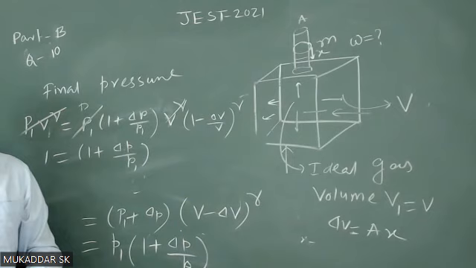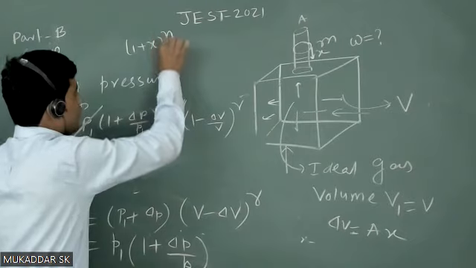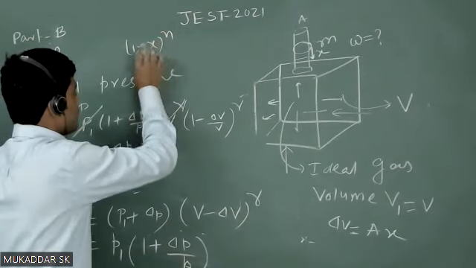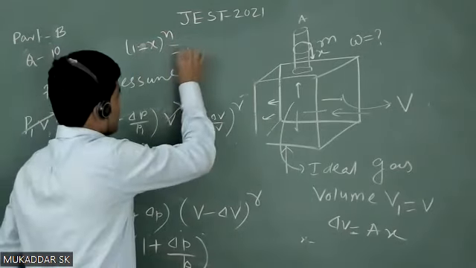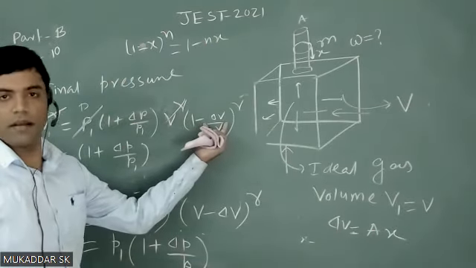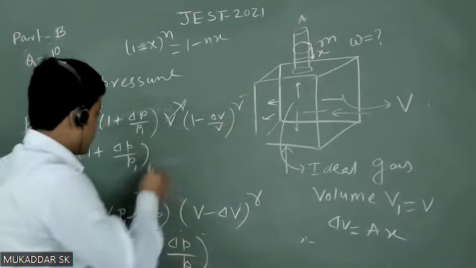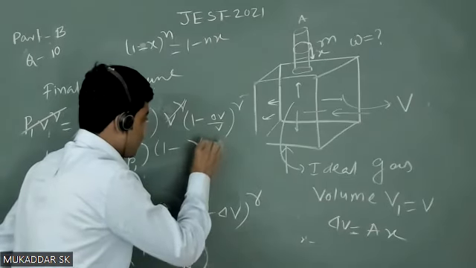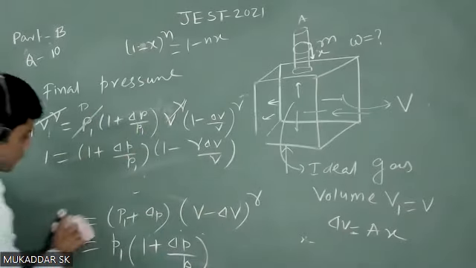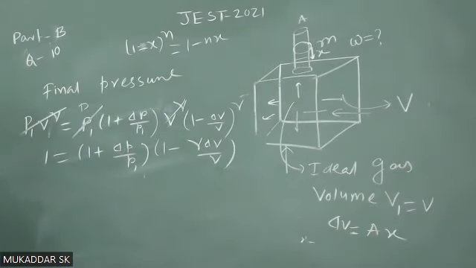So if I apply that law, like you have 1 plus x to the power n, when x is very, very small, this quantity is actually very, very small. I can write here plus minus, that doesn't matter. I can write like you have 1 minus nx or 1 plus nx when that x is small. So here you have an x like this, and this is very, very smaller than 1. So I can write like this: you have 1 minus γ ΔV by V.